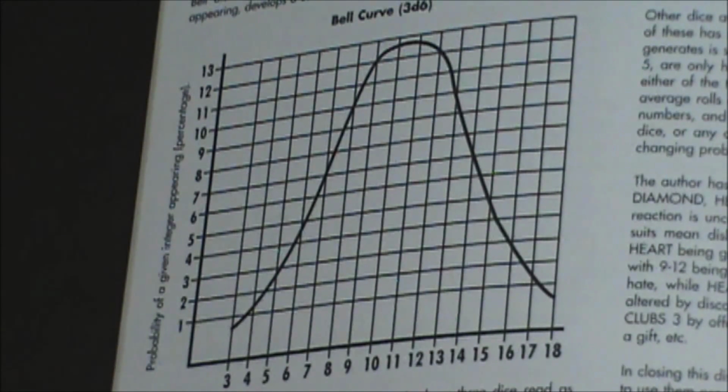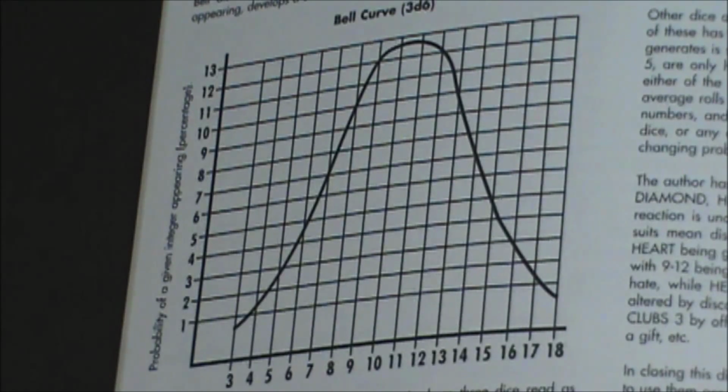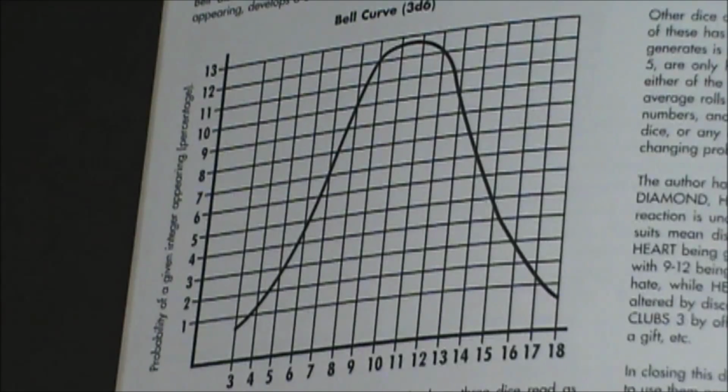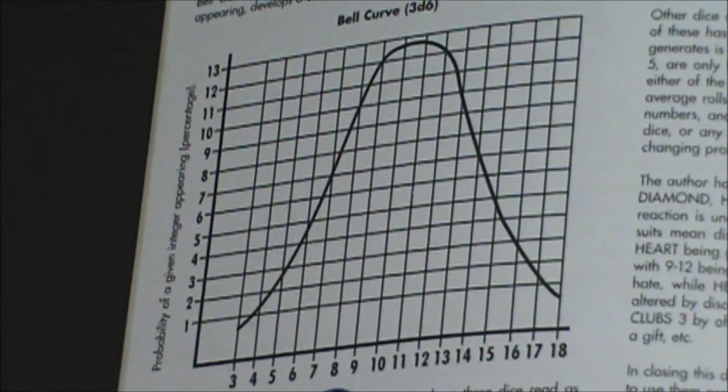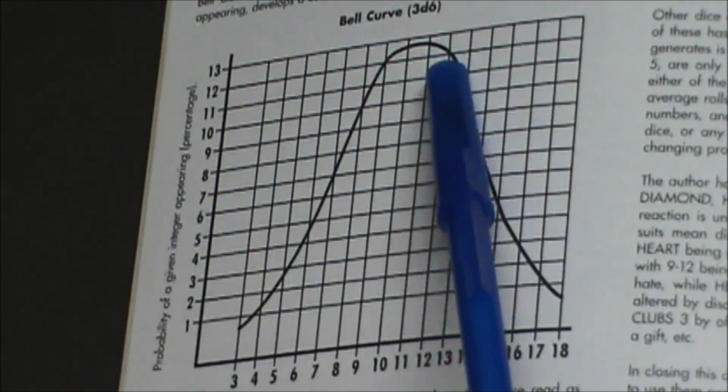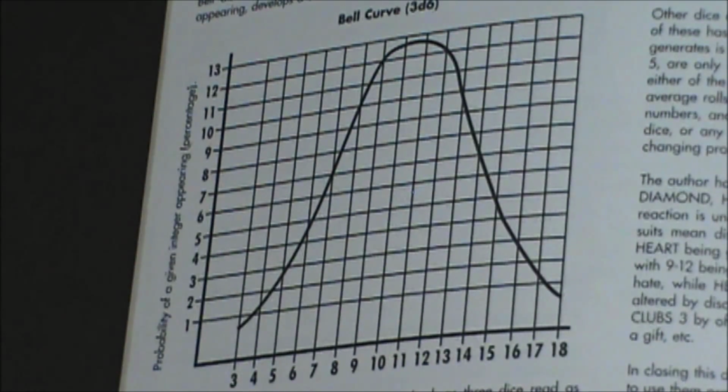Over here on page 10, the Dungeon Master's Guide includes a chart, the bell curve for the 3d6. And you can see the numbers that will come up most commonly here. It's going to range between 9 and 12. So you can consider a character's average ability scores to range between 9 and 12.